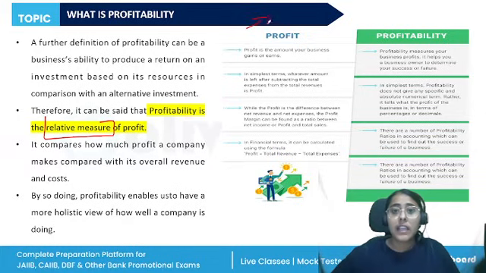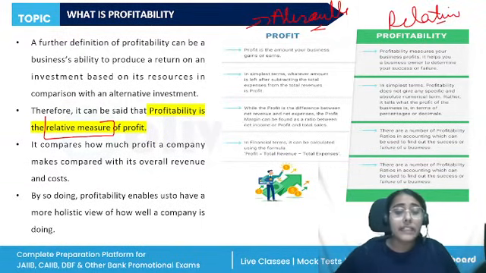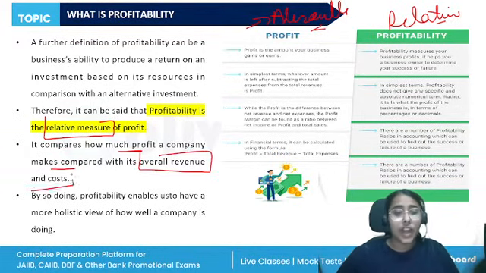All right. So profit is a quantifiable measure and profitability is the relative. Profit is the absolute measure. Profitability is the relative measure. All right. It compares how much profit a company makes compared with its overall revenue and costs. It gives us a more holistic view of how well a company is doing. Here are the points of differences.